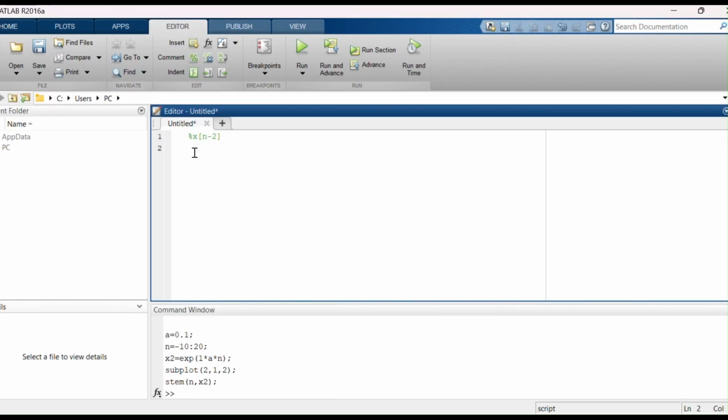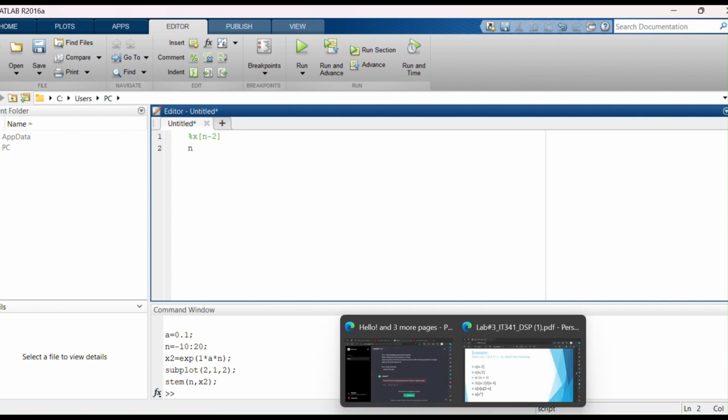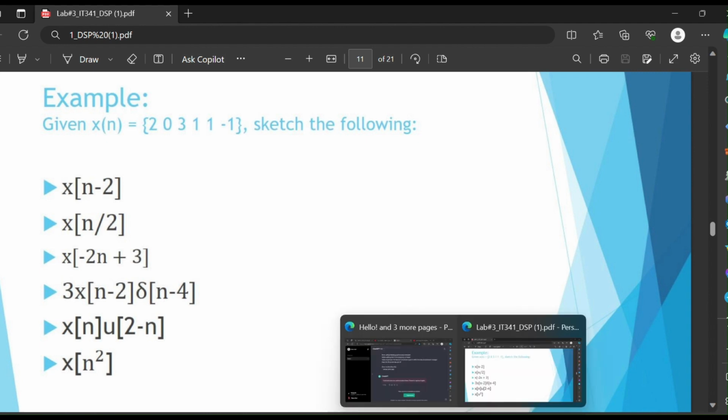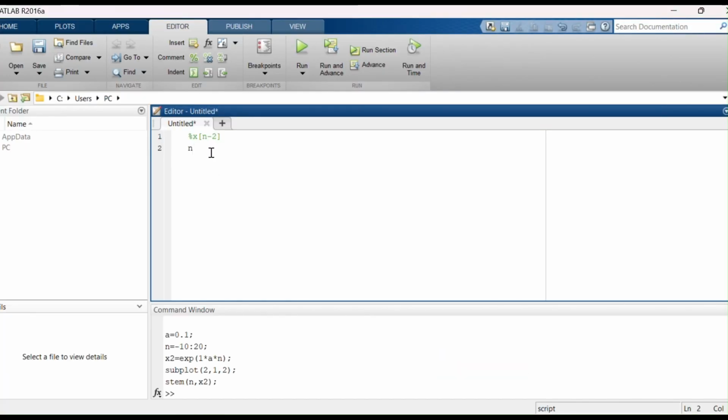So now it says from -2, -1, 0, 1, 2, 3. This will be the x-axis, okay? And those are the points: 2, 0, 3, 1, 1, -1. Those are the points. So now we will write them. N is from -2 to 3, right?